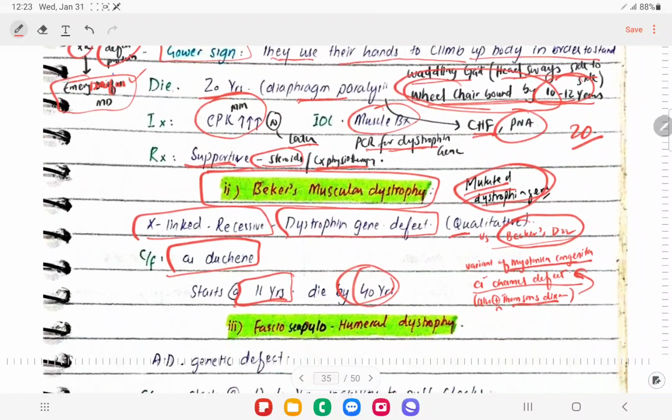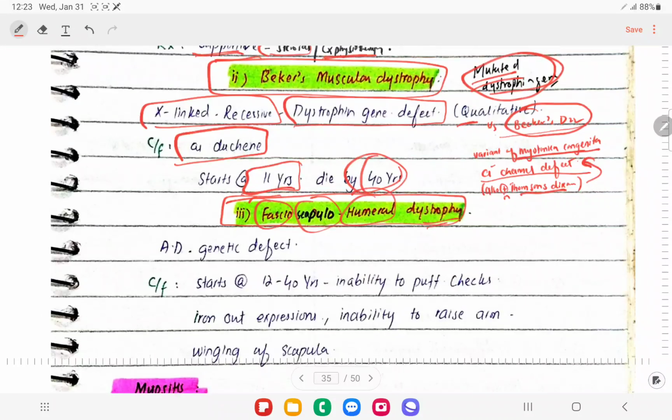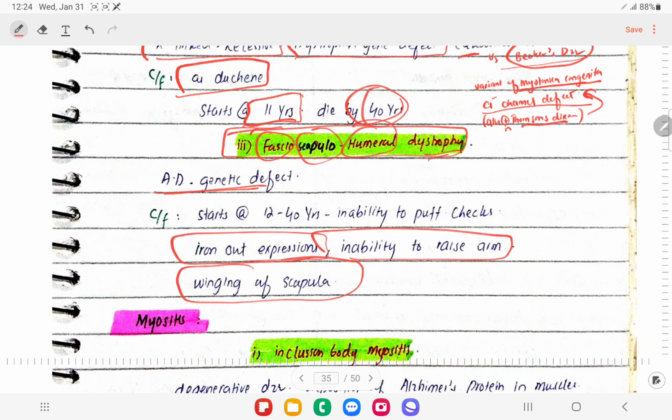So let's talk about another disease that is called the Facioscapulohumeral dystrophy, right? So facio means face is involved, scapula is involved, and arms are involved, right? So this is an autosomal dominant disease, and there will be expressionless face in these patients. There will be inability to raise the arms, and there will be winging of scapula in these patients, right? And these patients are gonna have the inability to puff the cheeks, right? So this is gonna start at 12, and they usually die off by 40, right?